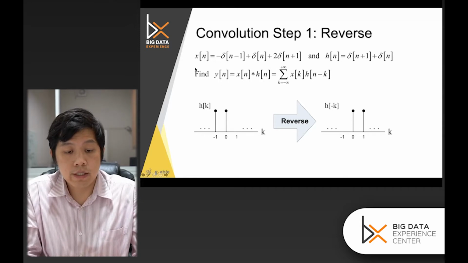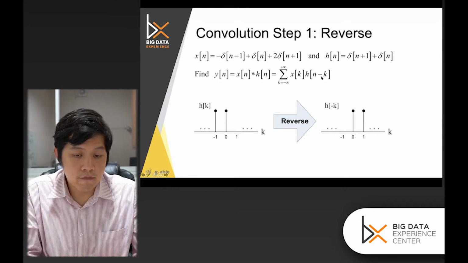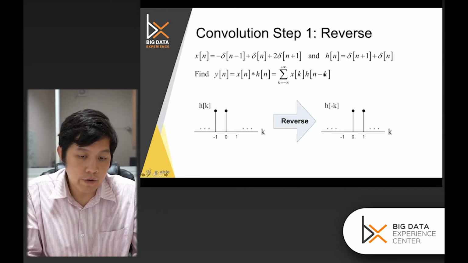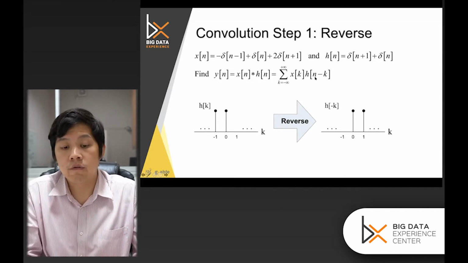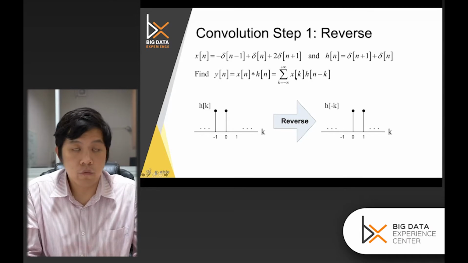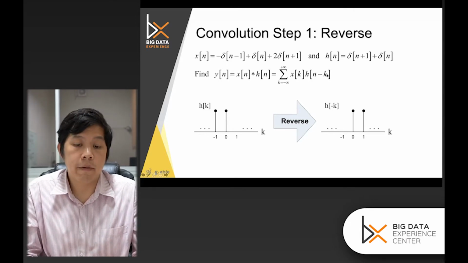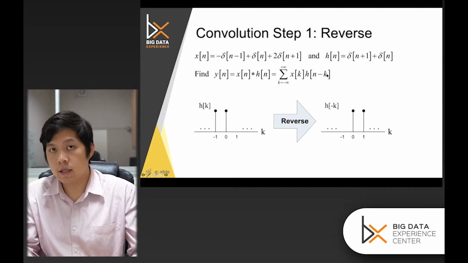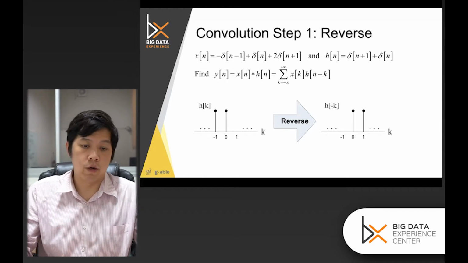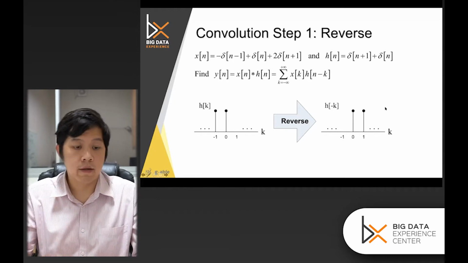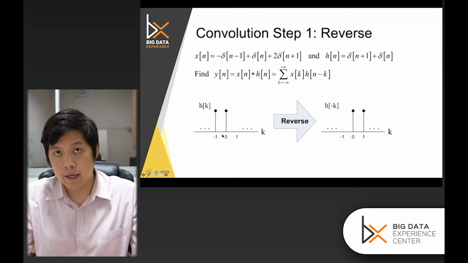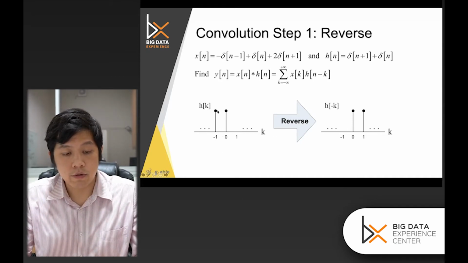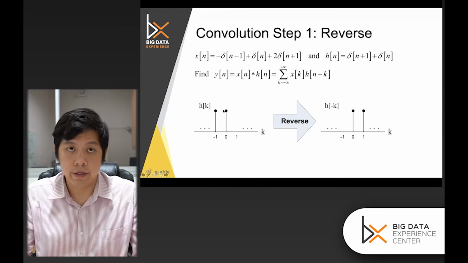The convolution process consists of the flipped version of h, the shift of n, and then multiplication with the actual signal, and then summation over all k. Okay, let's take a look step by step at how it works. First step, h[k] looks like this. This is h[k]. Right, h[k] has bars at minus 1 and 0.